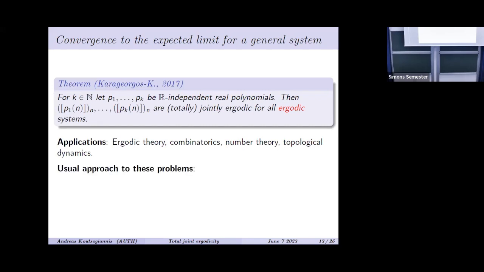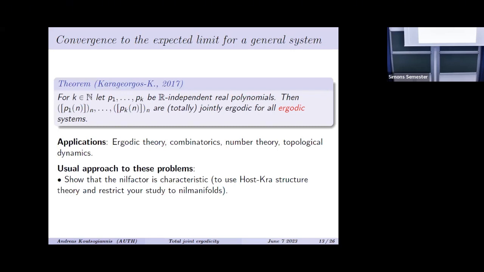And the usual approach that we had until very recently for these results was, now someone mentioned this, I really don't remember who, but I saw all your talks. So you saw this before, that's what I'm saying. You show that the Host-Kra factor is characteristic, then you use Host-Kra structure theory and restrict your study to nilmanifolds. And you show an equidistribution property on nilmanifolds. That's exactly where this R-independence property will appear.